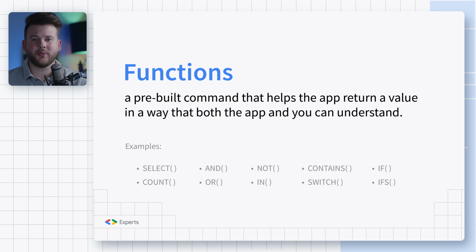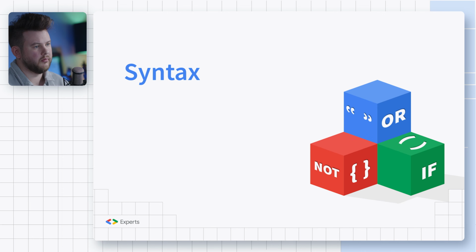Perfect. And last, we have functions. A function is like a pre-built command that helps the app return a value in a way that both you and the app can understand. When I say that we use functions to communicate in a way that both the app and us understand, it's like us speaking a language that we both share. But to speak that language, we have to follow a specific syntax.